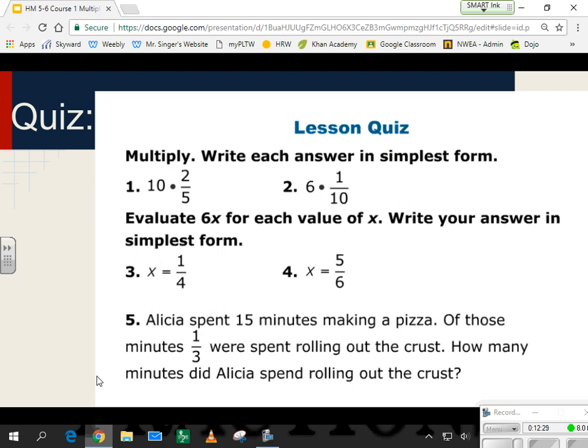And that's it for our lesson, first multiplication one. Hopefully you found it to be a little easier because now you can multiply across the top and the bottom.